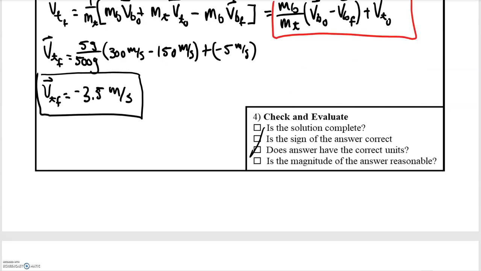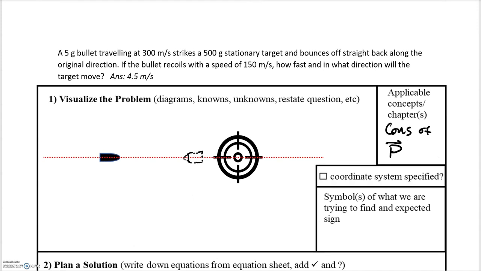So now we're going to look at a very similar problem, except that there's a difference with what's happening with the bullet after the collision. So again, we have a 5 gram bullet, 500 gram target. The bullet's initially moving at 300 meters per second to the right, which it was before. And now the only difference is that the target is stationary at the start and the bullet recoils with a speed of 150 meters per second. So instead of continuing right through the target to the right, it now bounces off to the left.